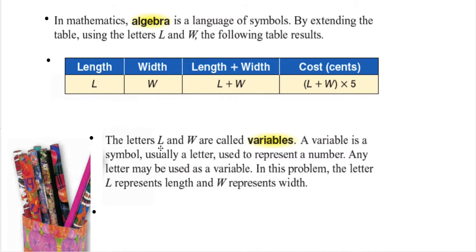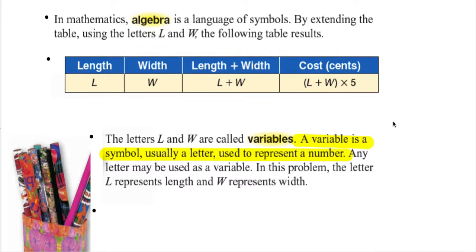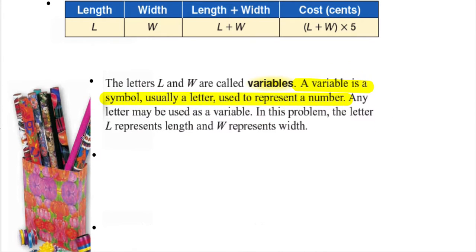Okay, the letters L and W are called variables, and the definition of a variable should be in your notebook. It is a symbol, usually a letter, used to represent a number. Any letter may be used as a variable. In this problem, the letter L represents length and the W represents width. So, the definition of a variable again: it is a letter or symbol, usually a letter, used to represent a number. Okay, so we discussed what algebra is. We discussed variables, which is an essential part of what algebra is all about.